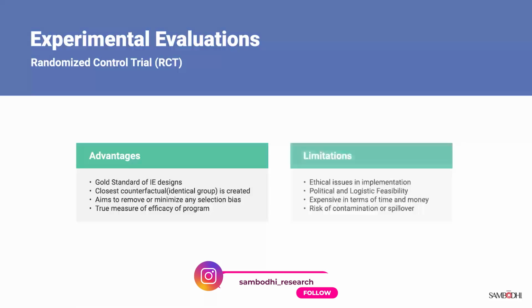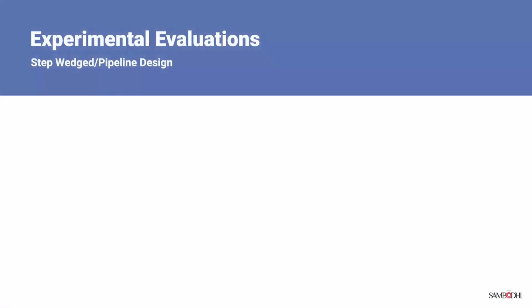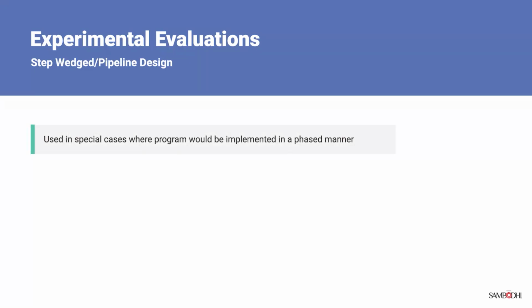On the other hand, this method of research has certain limitations, such as having ethical issues involved in the implementation. It is also an expensive method that requires an abundance of time and money while also having a risk of contamination or spillover of the gathered information. RCT has a method or implementation strategy called the stepped wedge design, which is used in special cases where the program would be implemented in a phased manner.